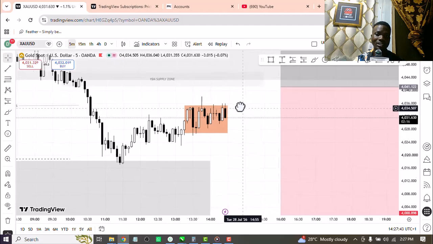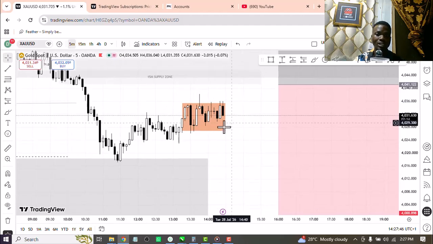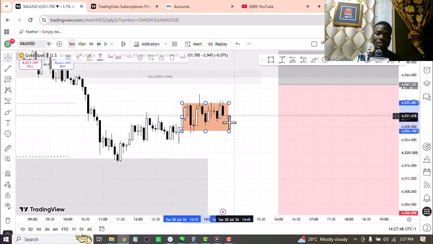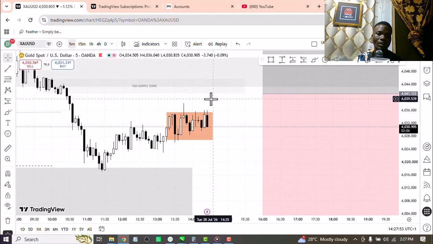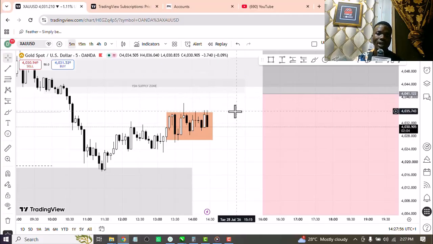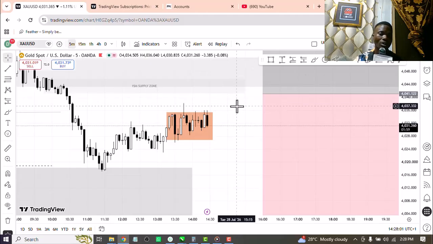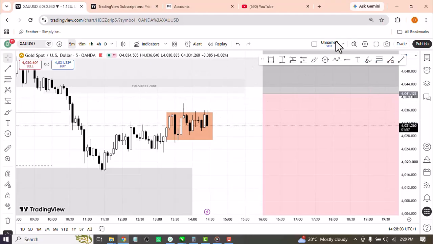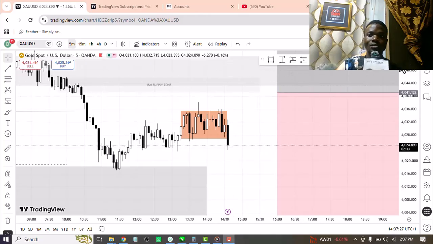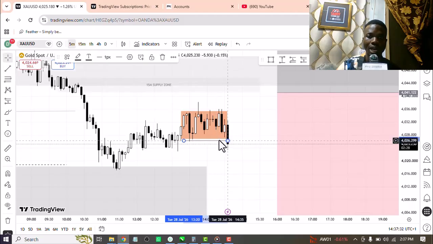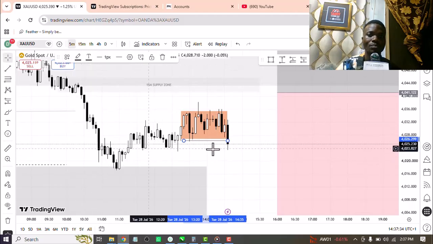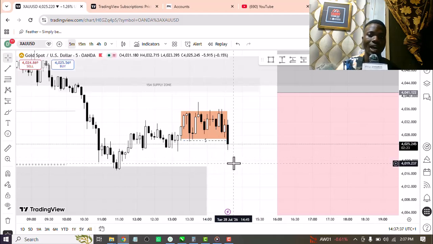Right now you see that price is still consolidating. I'm not going to do anything until price breaks out of this consolidation, and I hope price comes all the way up here before I enter this trade. That is one thing I want you to understand. So let us wait and see how price is going to react. Now you can see that liquidity has been swept below this consolidation area. This is a good signal that sellers are beginning to enter the market.